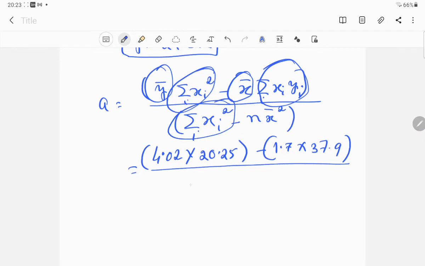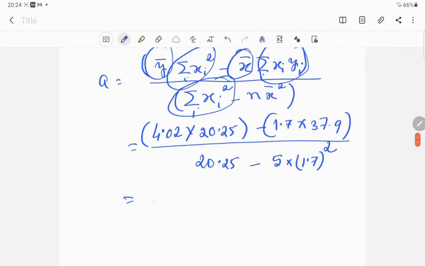Summation xi square you already know, isn't it? 20.25 minus n. N means 5 into x bar square. So x bar means 1.7. So you just need to square it. Okay, so if you solve this, at last you should get approximately 2.72.